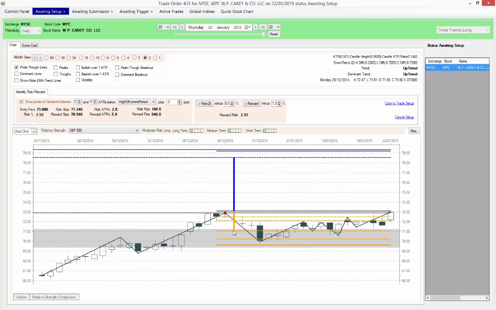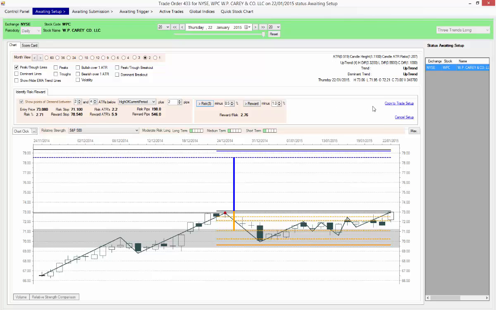Now, the system by default has found 2 points of demand by the 2 dashed orange lines, and it's brought us down to the 2 ATR boundary here, showing points of demand between 2 and 4 ATRs. Now I can just see that just under the 2 ATR boundary there's another point of demand there. I'm going to click the risk button one more time. It's going to present the line down to that point of demand, 0.5% below that trough. Now, I'm happy with that as being a suitable amount of risk to take on this trade.